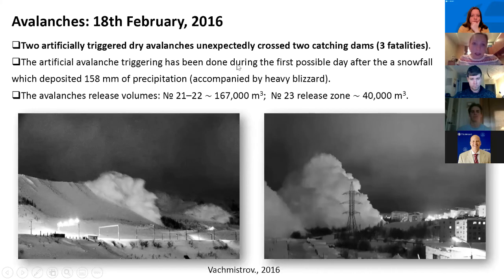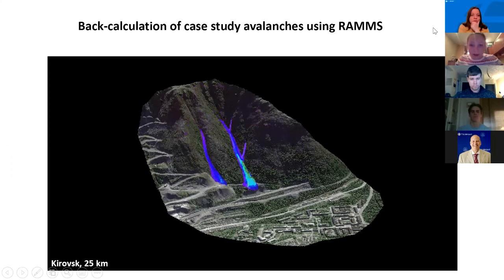But in 2016, two artificially triggered dry avalanches unexpectedly crossed two catching dams and reached the 5-floor houses located below these avalanche tracks in this district. And we tried to back calculate these avalanches to be able also to incorporate the existing avalanche mitigation structures in the region into our approach of the avalanche hazard assessment.